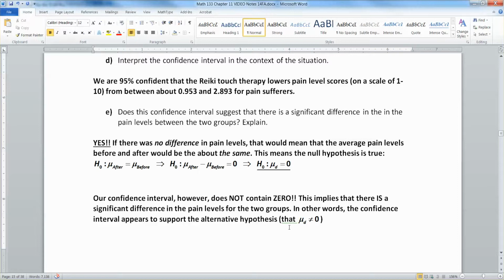And this idea of containing 0, not containing 0 is going to keep cropping up in this chapter because our null hypothesis is always equal to 0 for the entire chapter. We always assume that the difference between the two groups, whether they are independent or dependent, is 0.